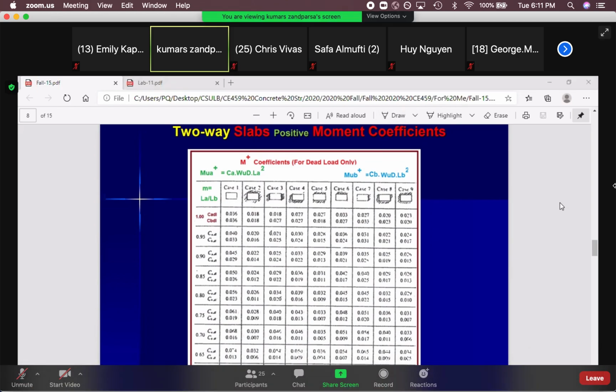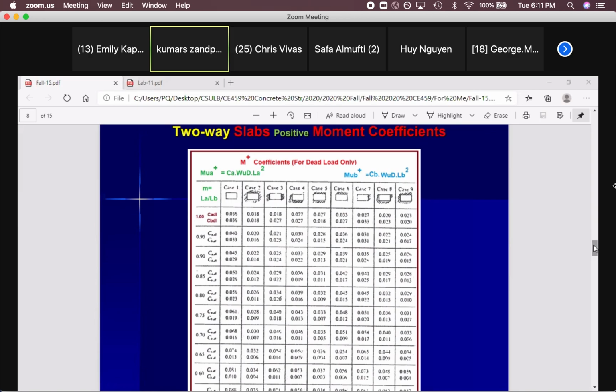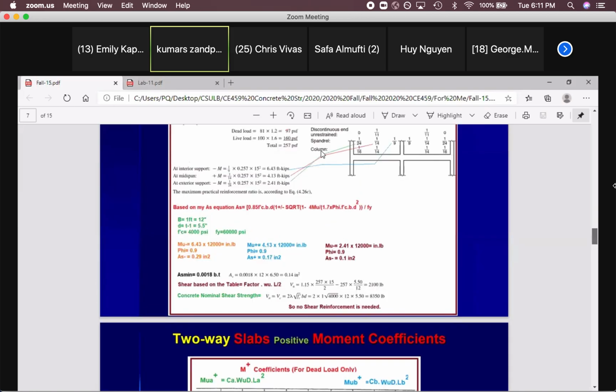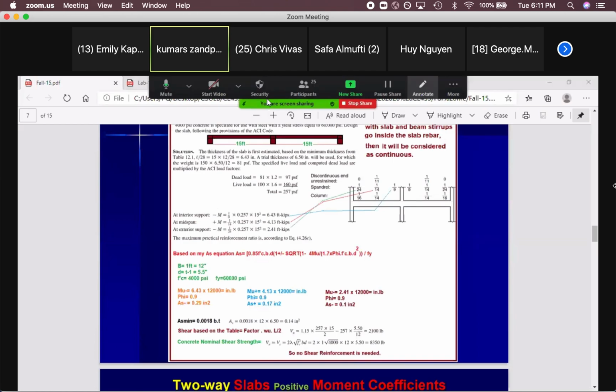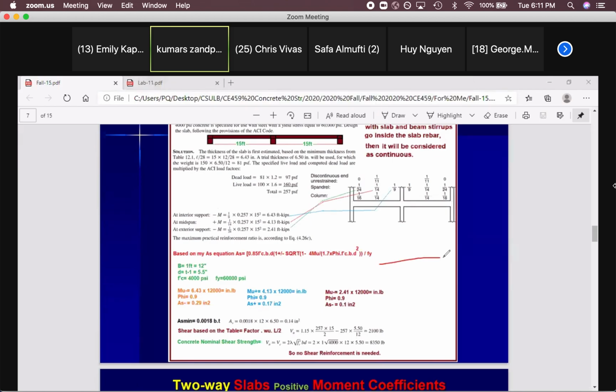Okay, let's go back to the other one. Look at this one more time. Let me go through this one. Imagine we have a simply supported beam. It has 2 supports.